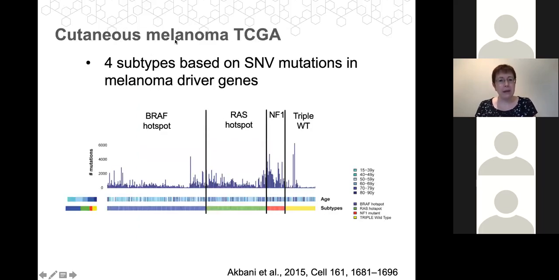Back to the TCGA cutaneous melanoma paper in 2015, looking at whole exome sequencing of cutaneous melanoma samples. They identified 4 molecular subtypes, based on mutations in genes in the RAS-MAP kinase pathway. They had the BRAF hotspot, which was the V600 hotspot mutations. They also had RAS hotspot mutations, the majority of which are NRAS, but there are a small number of KRAS and HRAS. NF1 is loss of function mutations primarily, and triple wild type is the category where they do not have mutations in any of these genes mentioned previously.